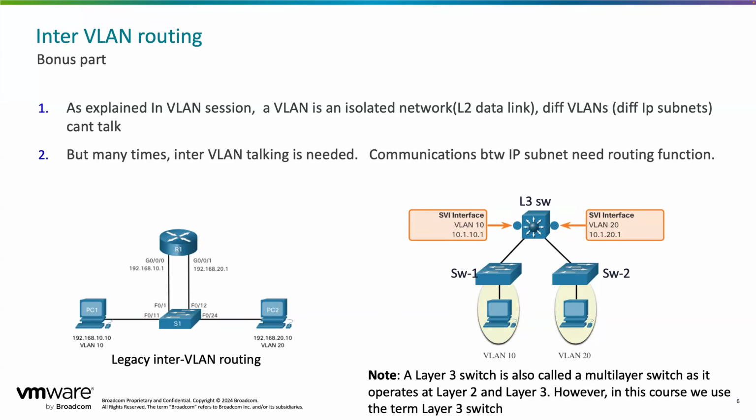So if you want communication between different VLANs, it doesn't work. So what are we gonna do? We're just leveraging inter-VLAN routing to communicate with different VLANs. So that's a pretty essential and very common requirement for enterprises.